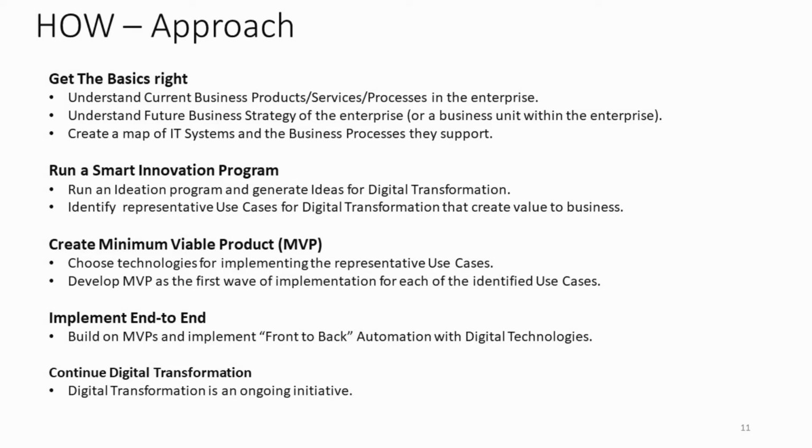Therefore, the next step is to choose the right technologies and develop a minimum viable product, the MVP, as the first wave of implementation for each of the identified use cases. Once we have the MVPs, we can build on them and implement front to back automation with digital technologies. Now, one key point to be kept in mind is that digital transformation really never ends. You start digital transformation and then you can attain a high level of maturity, but the continuous disruption, both from digital and technology perspective, in the industry will require ongoing efforts.